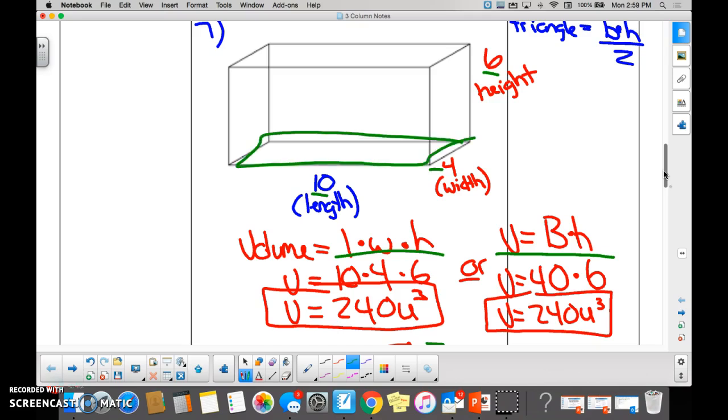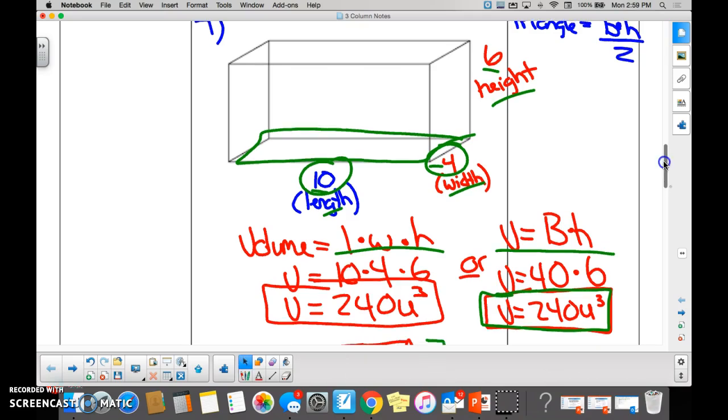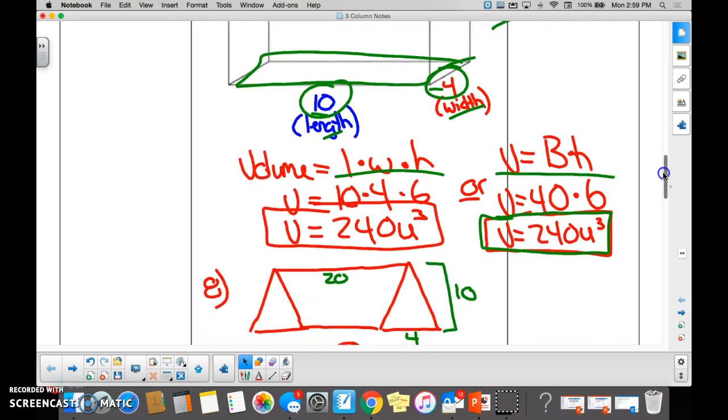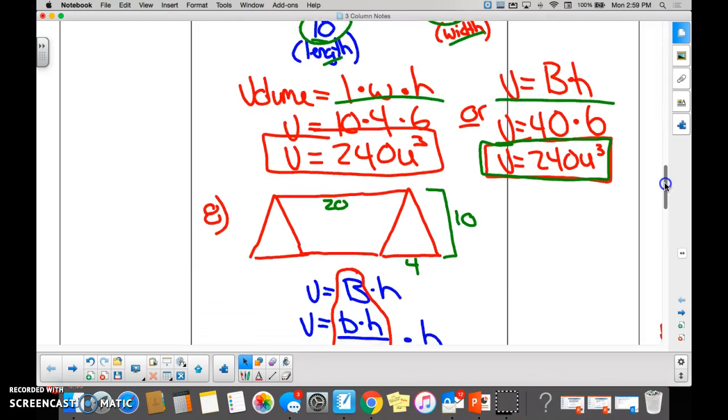So what is the area of this base? 40, because the area of a rectangle is 10 times 4, or length times width, right? What is the height? 6. So 40 times 6 gives us our volume of 240 units cubed. The reason we need to know this is because of number 8.